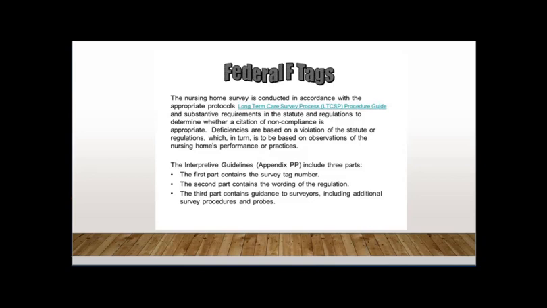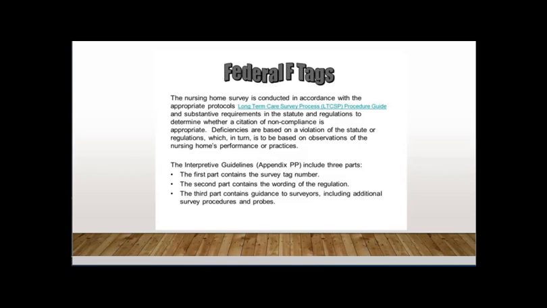When we talk about these F tags, they tie into citations or non-compliance, and they are assigned a deficiency. Appendix PP is where the surveyor guidance is, and it's separated into three parts. One is the survey tag number. It's assigned a number, and then it's assigned some verbiage that ties it into the regulation. And the third part is what the surveyors need to do to interpret what they found you non-compliant in, which ties back to the guidance and the number that gets assigned.